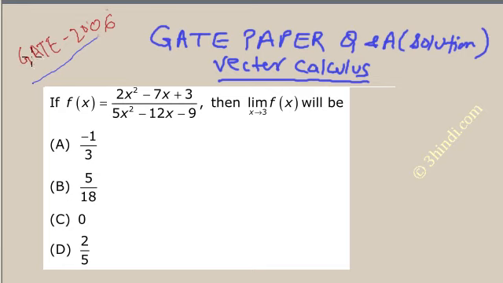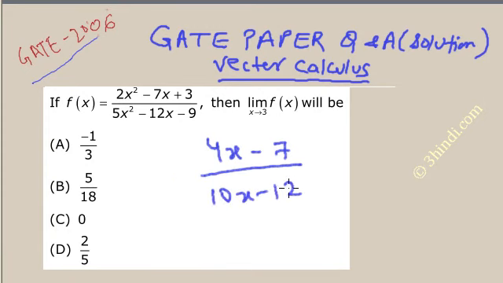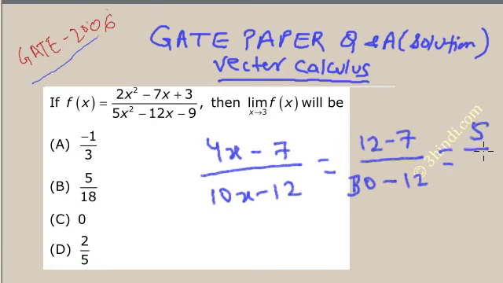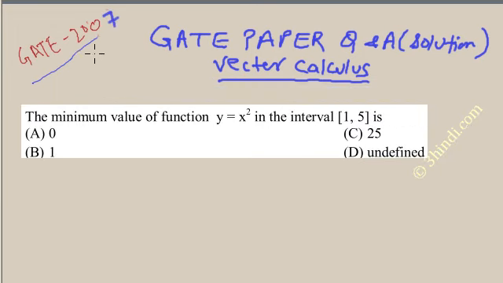This is another question of 2006. You are required to find the limiting value. So using L'Hospital's rule, just differentiate numerator and denominator. You will get 4x minus 7 divided by 10x minus 12. Now put x is equal to 3. You will get 12 minus 7 divided by 30 minus 12, that is equal to 5 by 18. So P is correct.